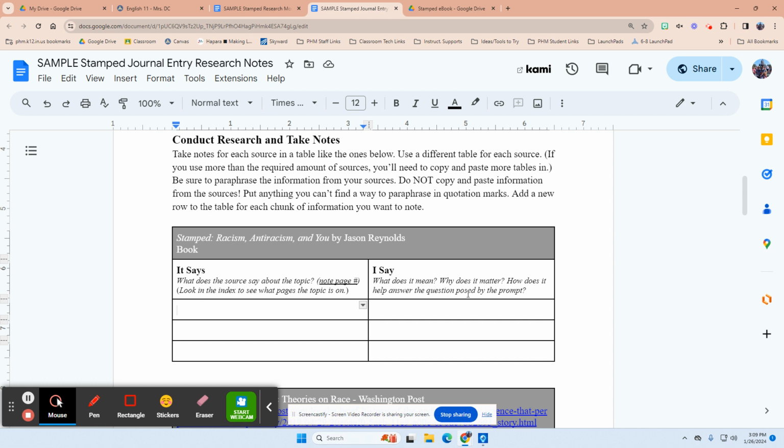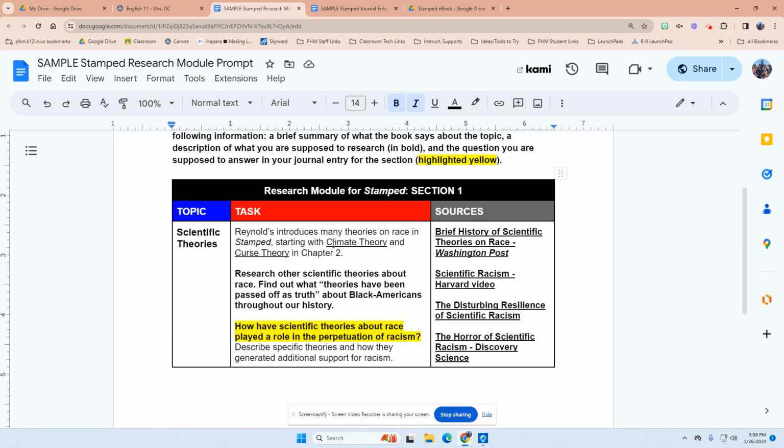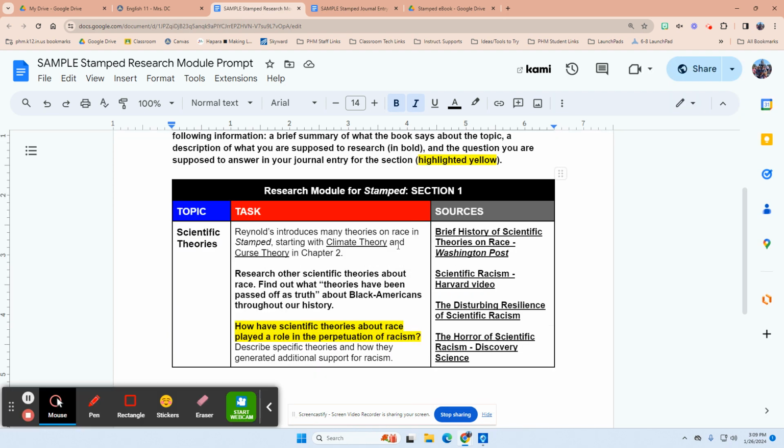So when you are trying to figure out what the book says about your topic, you can look in the index to see what pages that topic appears on. Now, the index is in the back of the book, and what I did to try to help you with this is in the module prompt, I underlined the terms that you would find in the index.